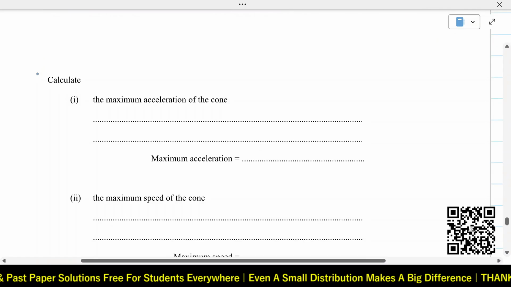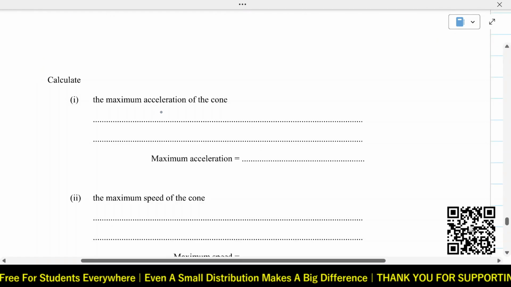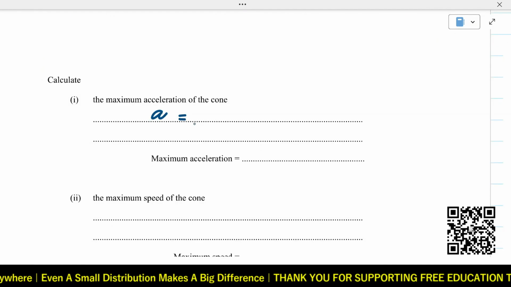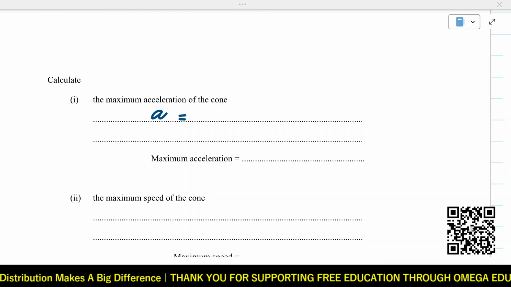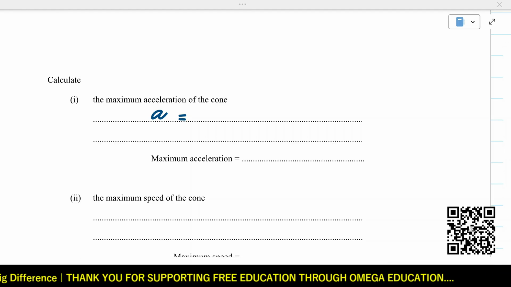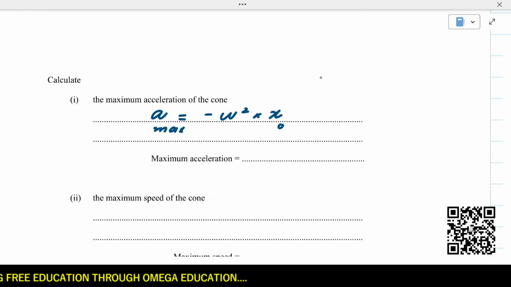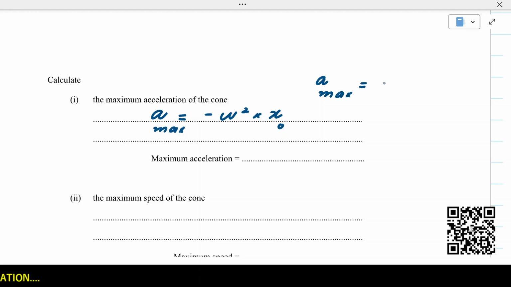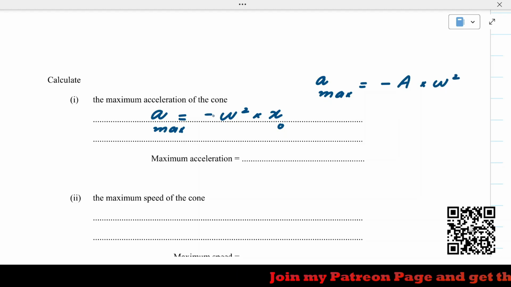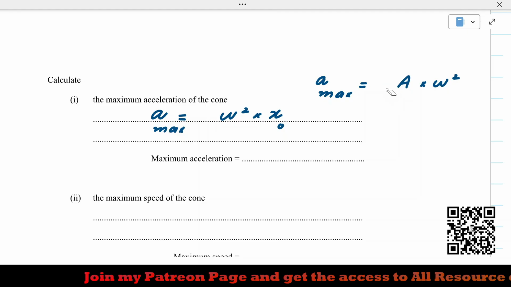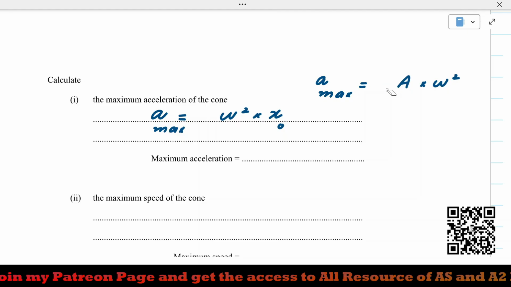It says calculate the maximum acceleration of the cone. So any formula that you remember for the maximum acceleration of the cone: minus omega squared x naught, or if you want to write amplitude by A. In the calculations, we don't use the negative sign because we should be aware of what the negative sign represents in pretty much all quantities.